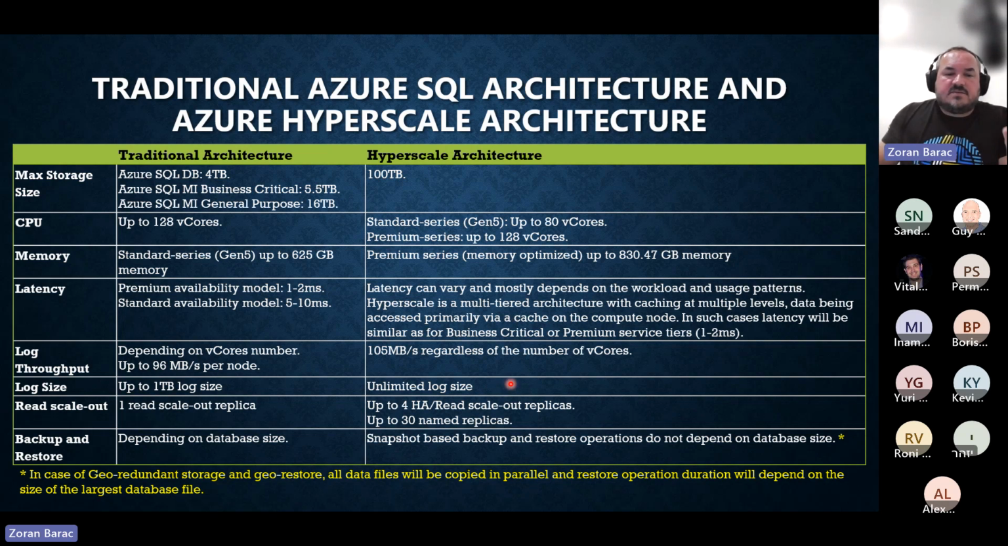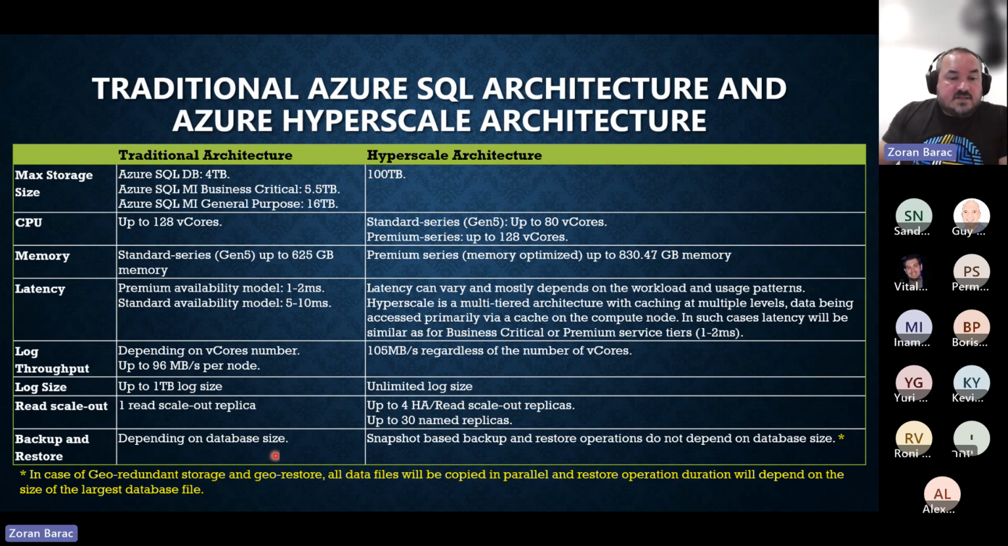The only limit you have in a single transaction is that it needs to be finished within 1 terabyte size. Read scale out: one read scale out replica, and that's only for Premium DTU and Business Critical vCore. For Hyperscale, you have 4 HA read scale out replicas and up to 30 named replicas. I'm not going to mention them here; I'm going to mention them in the next slides. And you have a geo replica as well.